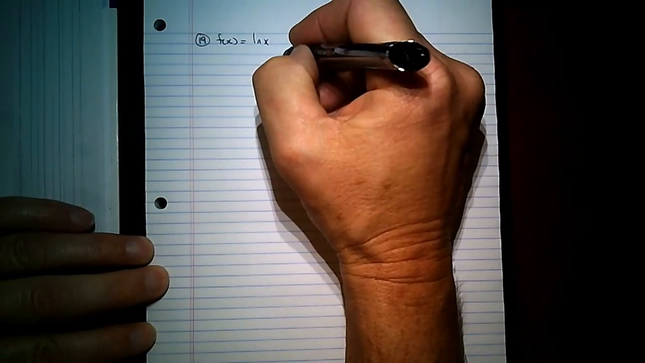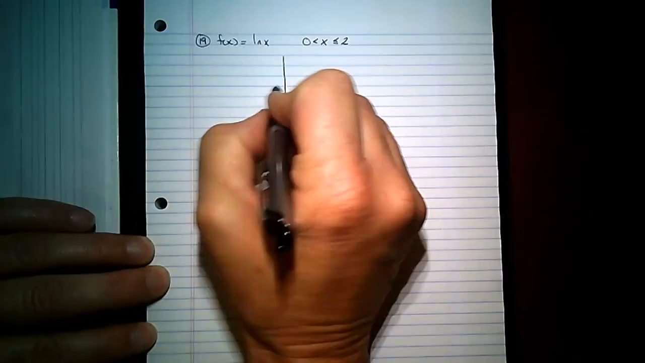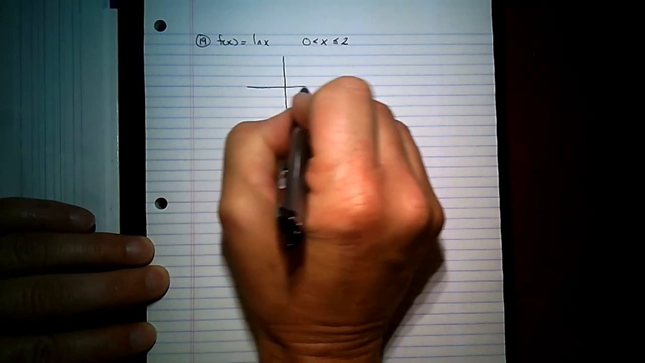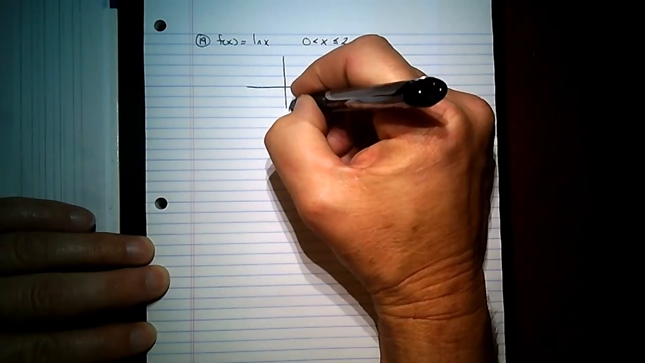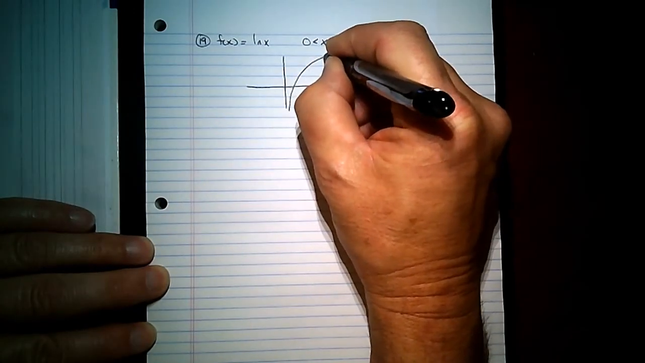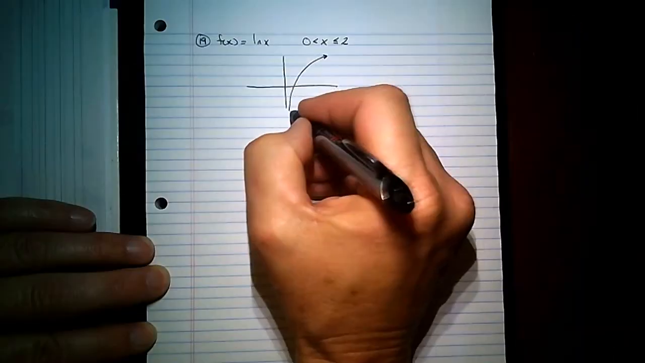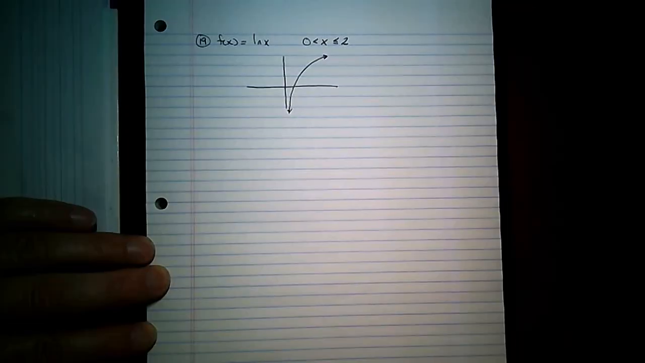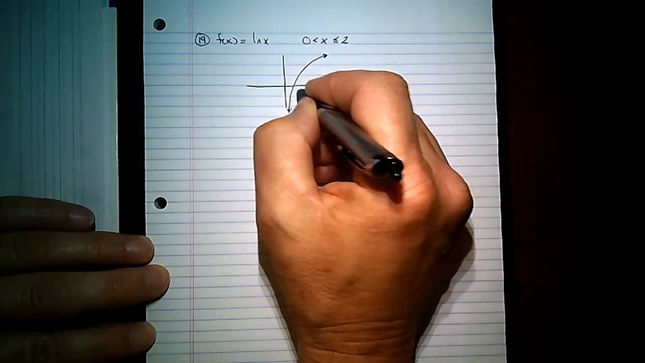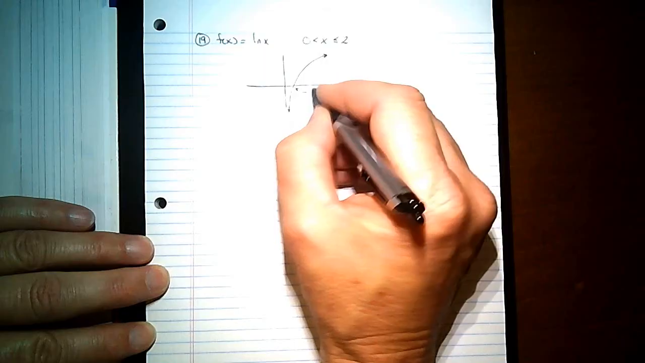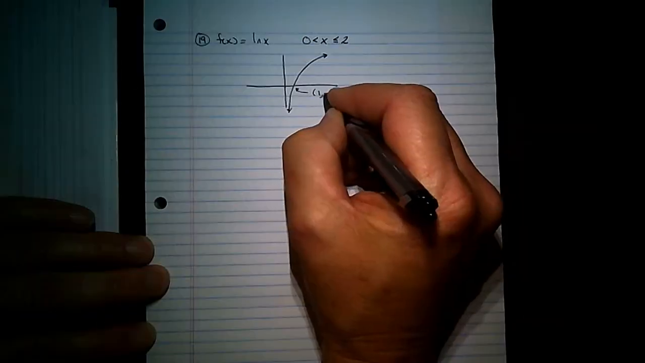Now, the graph of the natural log of x is, of course, something we're very familiar with. It goes like this. It's a monotonically increasing function, has a vertical asymptote at x equals 0, and has an x-intercept at the point x is 1, y is 0. This is our graph.